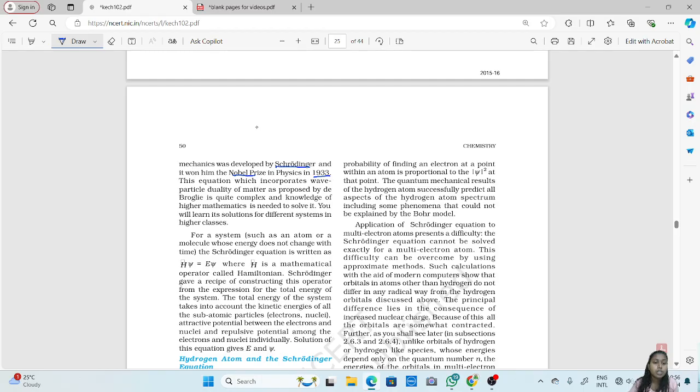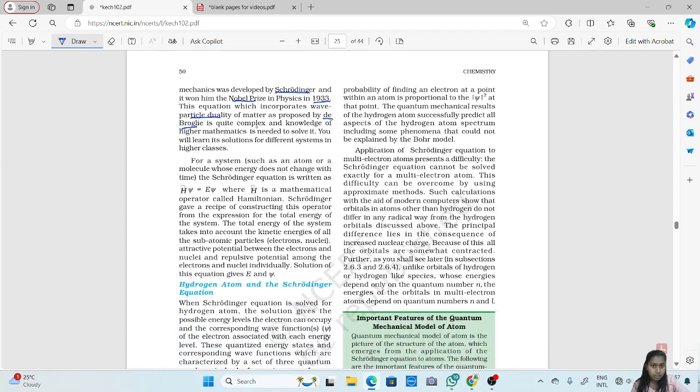The equation incorporates wave-particle duality of matter as proposed by de Broglie. It's quite complex and knowledge of higher mathematics is needed to solve it. As I told you, de Broglie is the one who gave that concept of wave-particle duality. That was proved experimentally and via calculation by Schrödinger. He developed a new quantum mechanics system.